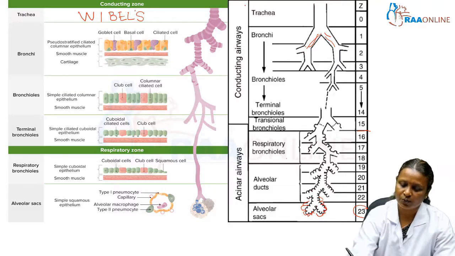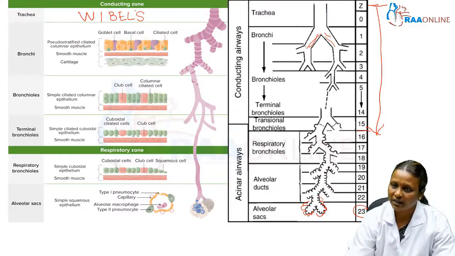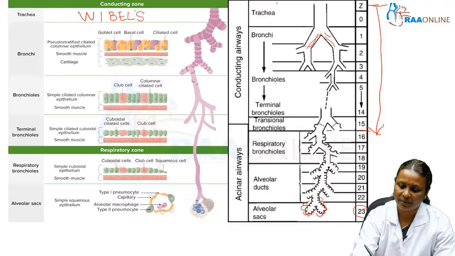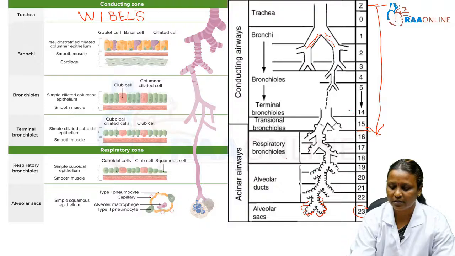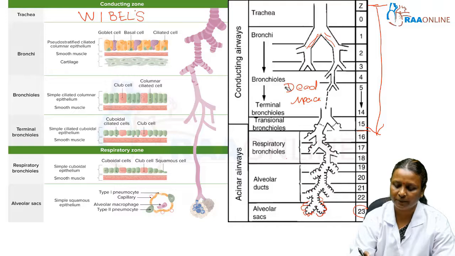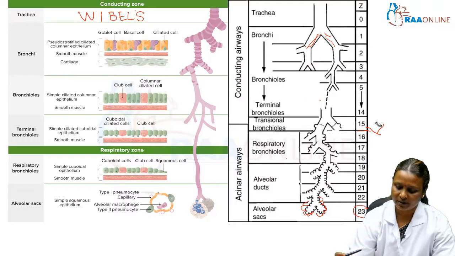The conduction zone from the first generation till your 16th generation does not have any alveoli. They just conduct the air from the upper respiratory tract to the respiratory alveoli. So, these will form what is called dead space. Dead space will be because of this conducting zone. Okay. So, coming to the respiratory bronchioles, they will have the alveoli attached to them. It is here you have the gas exchange.